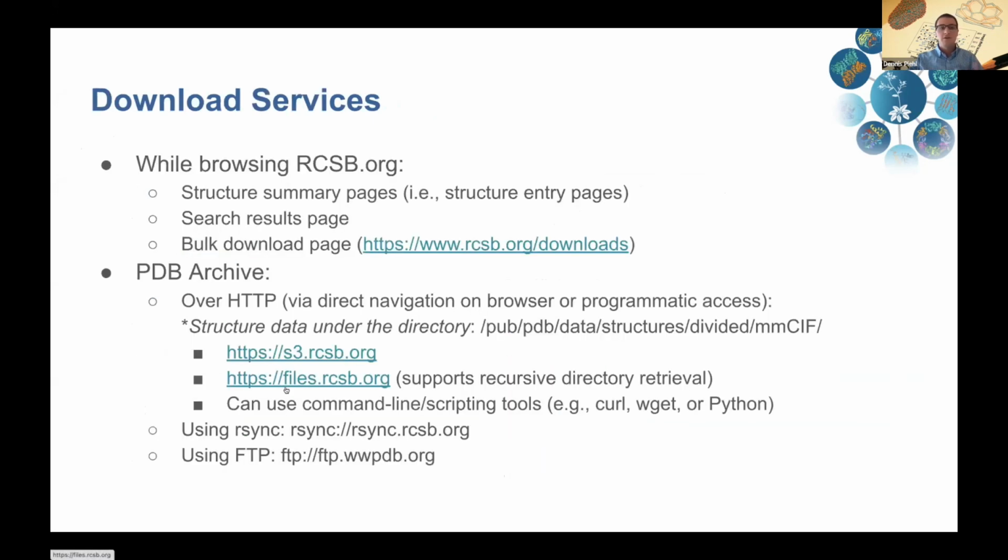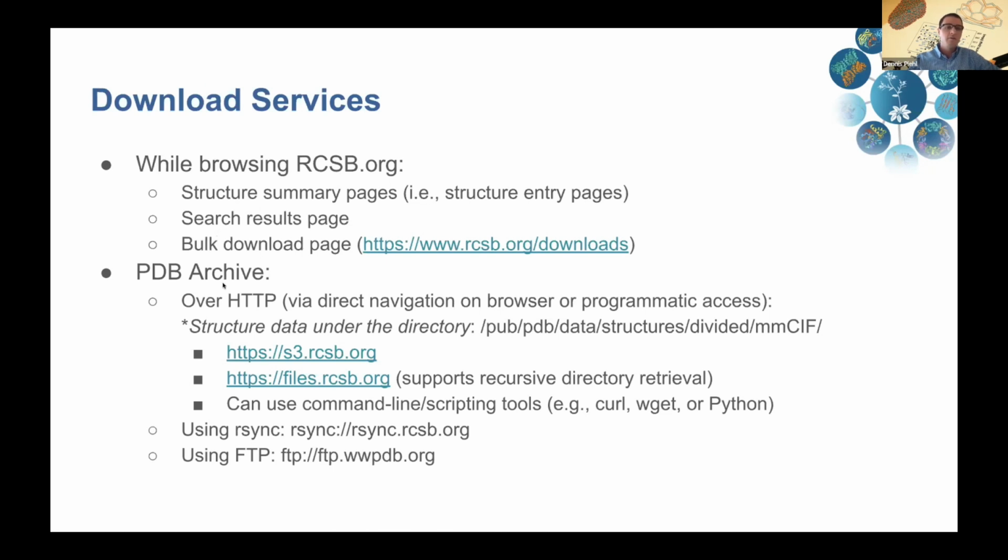So in addition to multiple search services, we also offer a couple of different ways of downloading data. First of all, while you're browsing rcsb.org, you can download data directly from a structure summary page or an entry page. You can download all the data or all the structures from a search result page. So if you get a list of 10 different structures, you could download them right from that page. And you can also use our bulk download tool, which lets you enter in multiple IDs to download.